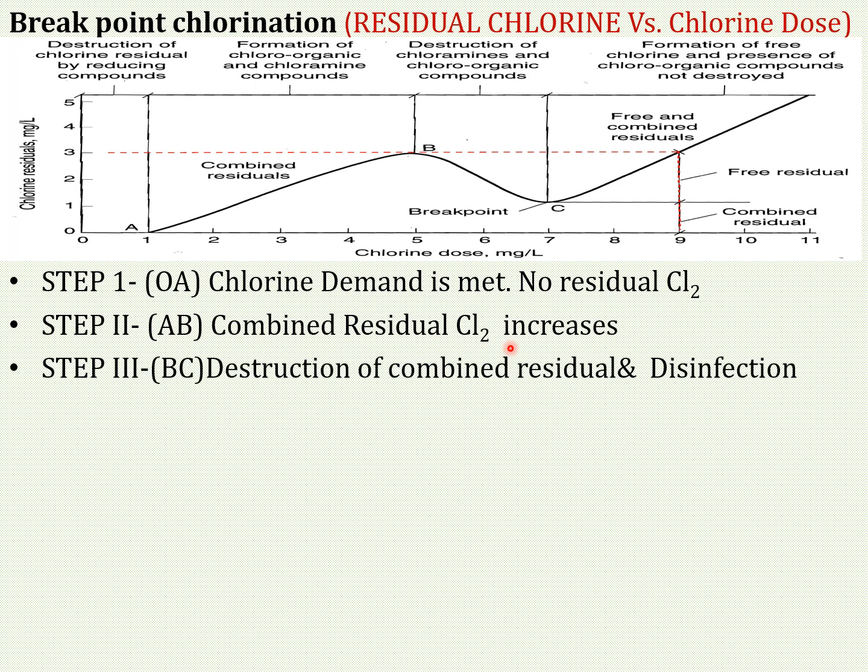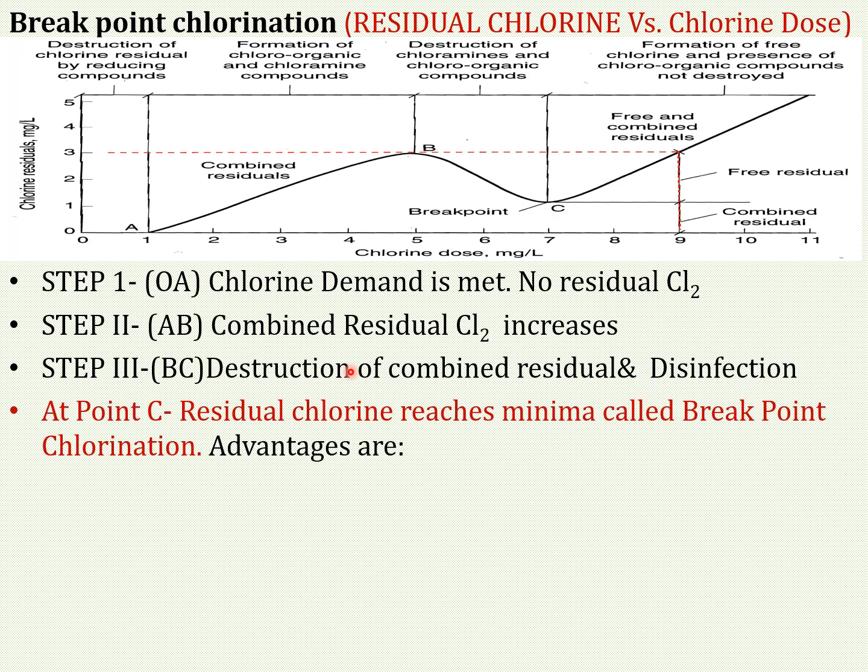And when it reaches a sufficiently high point B, destruction of the combined residual happens, followed by disinfection. It goes on till the minima. Breakpoint chlorination C is reached, point C, please note.